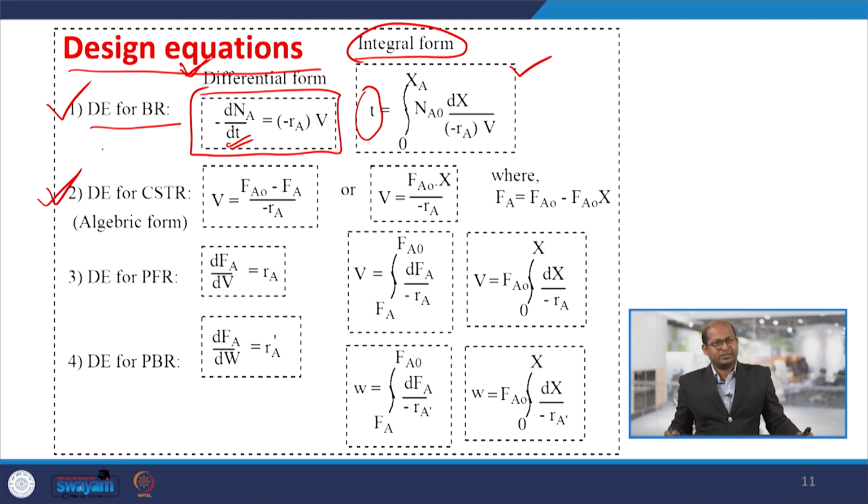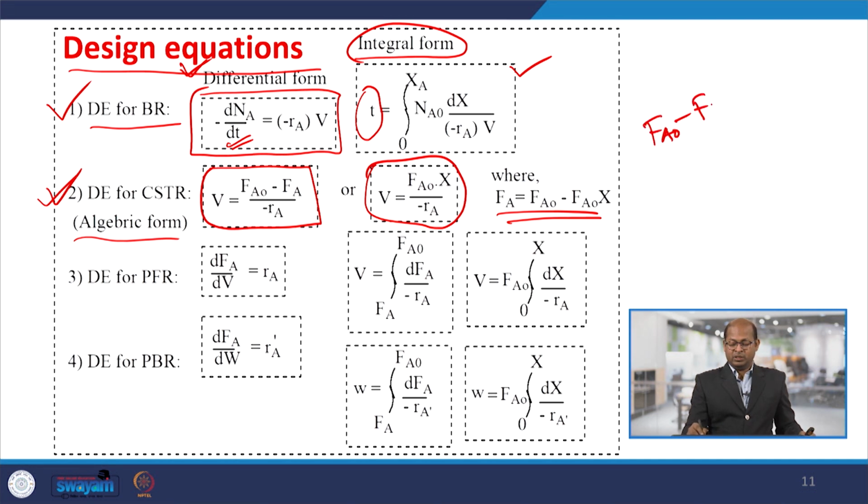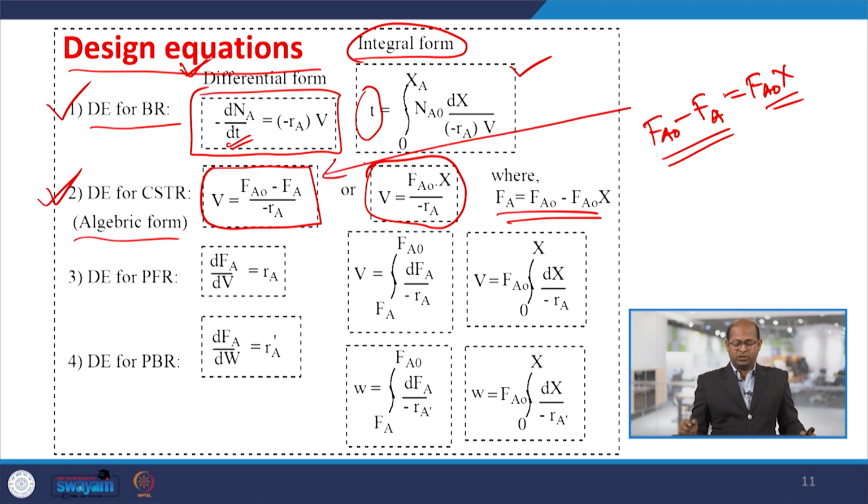Similarly, the design equation for CSTR we have derived. This is the algebraic form of the design equation, that is V equals to F_A0 minus F_A by minus r_A, or we can say V equals to F_A0 minus F_A equals to F_A0 into x. Okay. So, that we are substituting here, then V equals to F_A0 into x if you know the conversion, by minus r_A, the rate of the reaction.